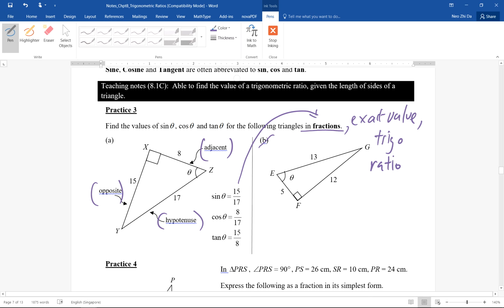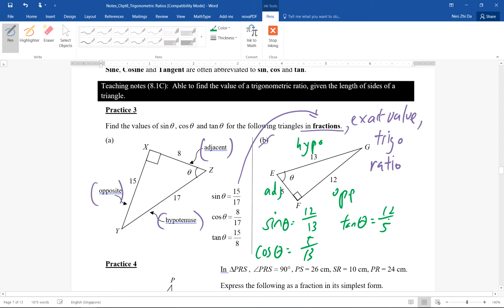So, using green, this is my hypo, opposite, adjacent. Sine theta, opposite over hypotenuse. You all get 12 out of 13. Cosine theta, adjacent over hypo. So adjacent is 5, hypotenuse 13. Tangent theta, opposite over adjacent, 12 out of 5. Yeah? Alright.